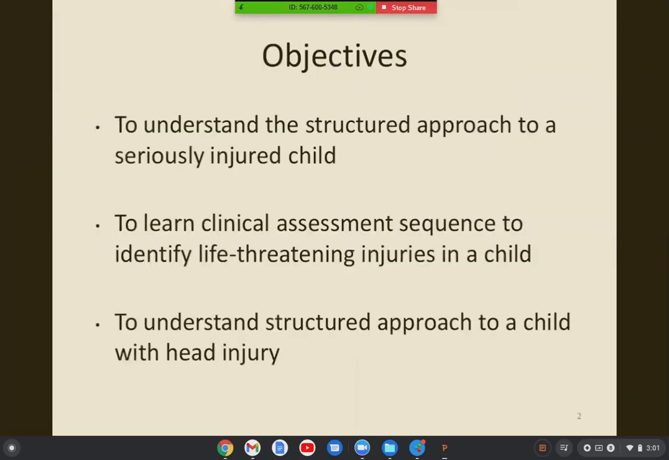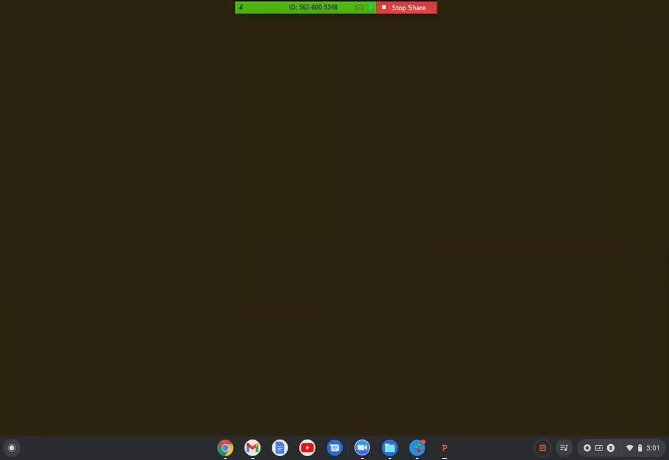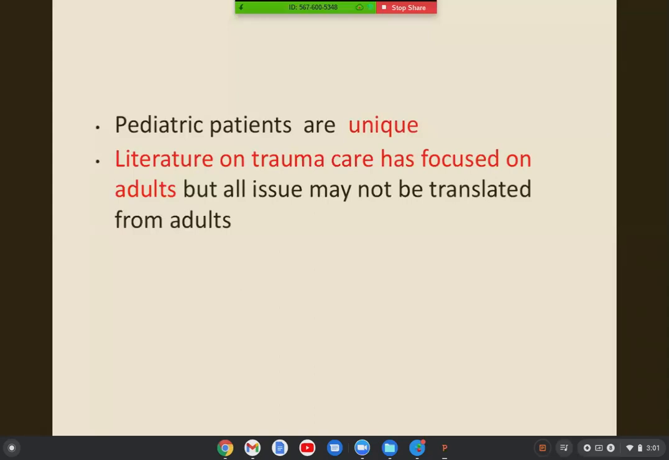Objectives of today's talk are to understand the structured approach to a seriously injured child, to learn how to clinically assess the sequence to identify life-threatening injuries in a child, and to understand the structured approach to a child with head injury. Now, we should always remember that pediatric patients are unique. Literature on trauma care has focused mainly on adults, but all the issues may not translate from adults into the pediatric population.